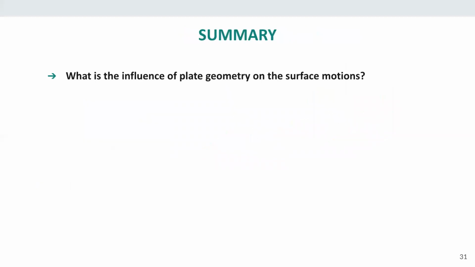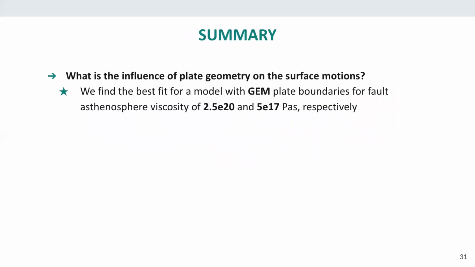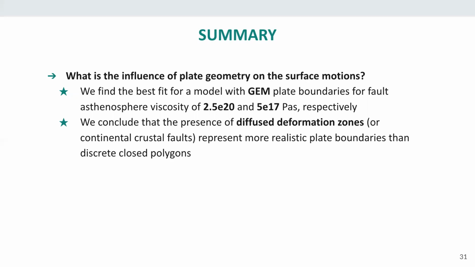So in summary, when we asked ourselves if there is an influence of plate boundary model on the surface motions, we find that the best fit model is not actually the one which has closed plate boundaries, but which has most advanced crustal faults and also lithospheric faults, which is the GEM plate boundaries, and that fits best with respect to the other plate boundary models. And yes, there is an influence. And we conclude that also the presence of diffuse deformation zones or continental crustal faults represent a more realistic distribution of plate boundaries rather than discrete closed polygons.